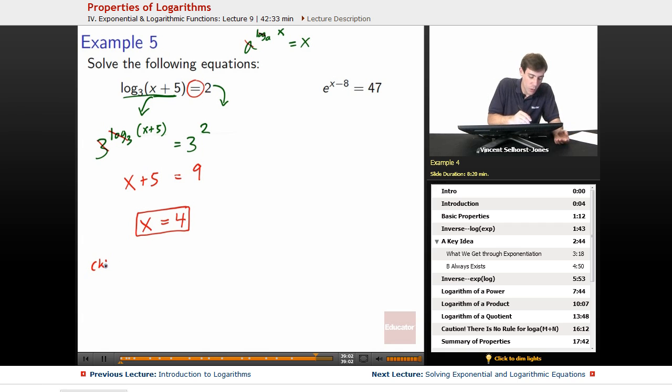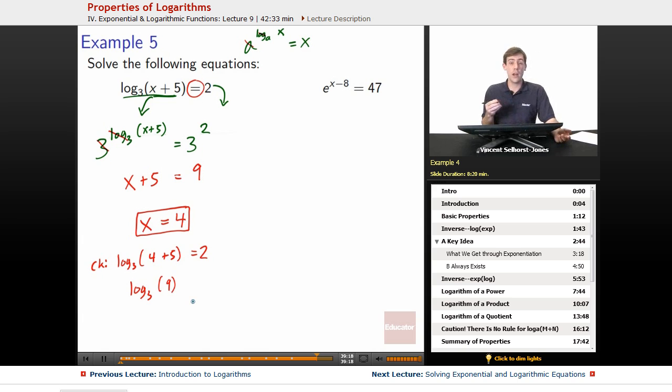Check. We plug in our x equals 4, so log base 3 of 4 plus 5 equals 2. Does it? So log base 3 of 4 plus 5, let's see if that winds up coming out to be 2. Log base 3 of 9. So what number do we have to raise 3 to get 9? We have to raise it to 2, so it checks out. Great. e to the x minus 8 equals 47.